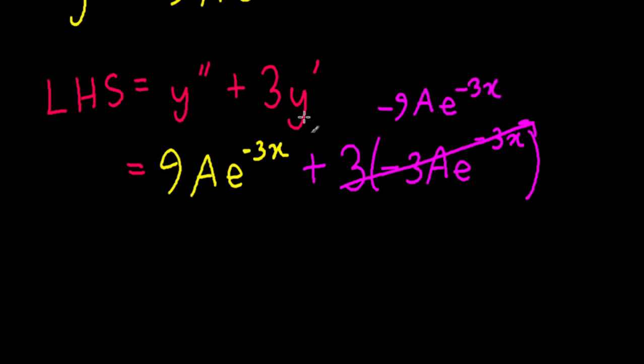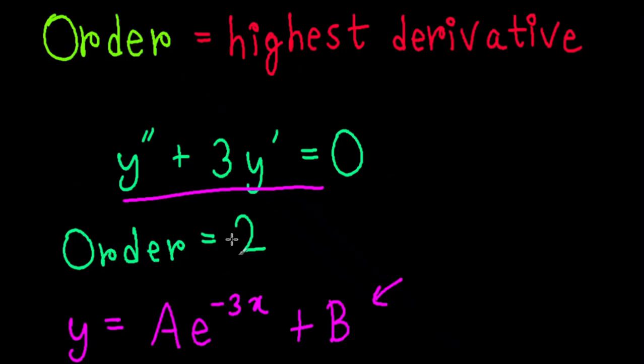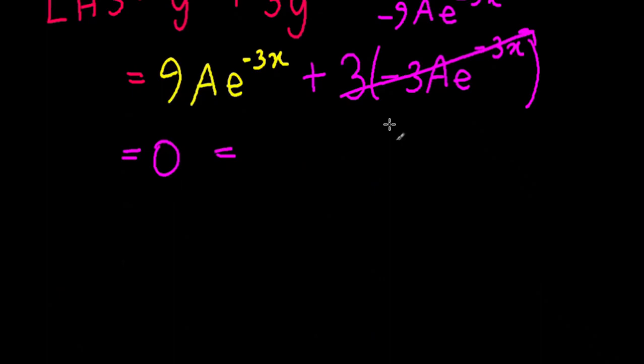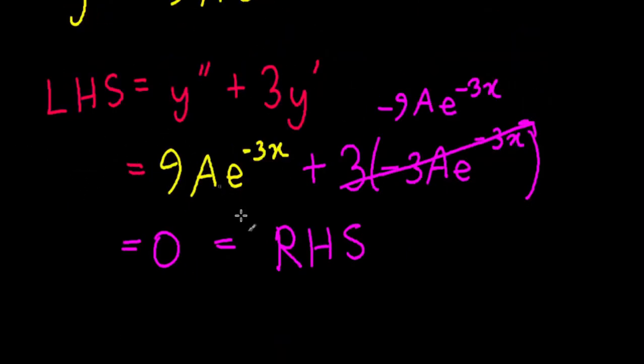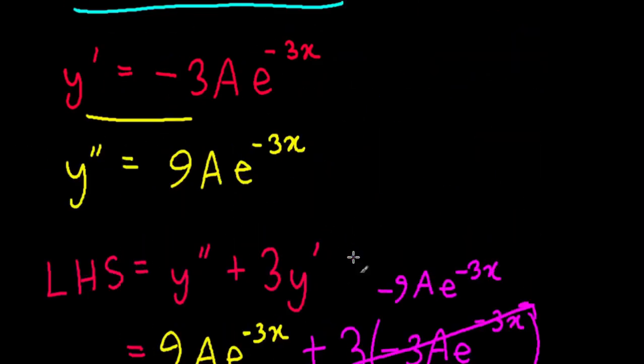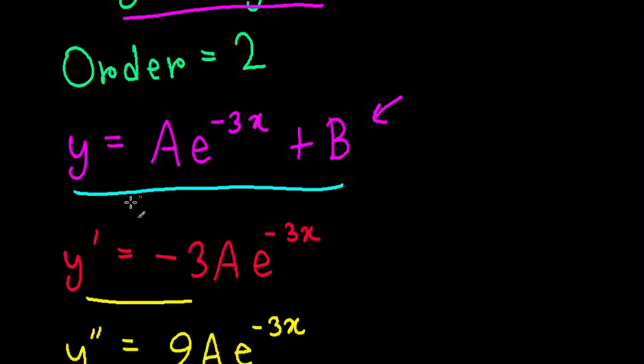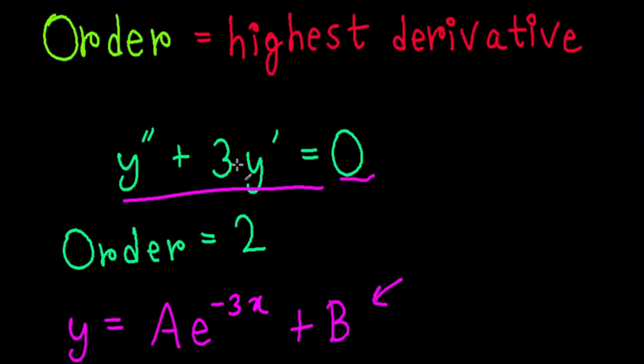It's pretty clear and obvious to see that these two cancel, and what we have at the end is 0, which is indeed the right hand side of this equation. Lo and behold, the left hand side is indeed equal to the right hand side. So we have verified that this is, at the very least, a solution for this equation.